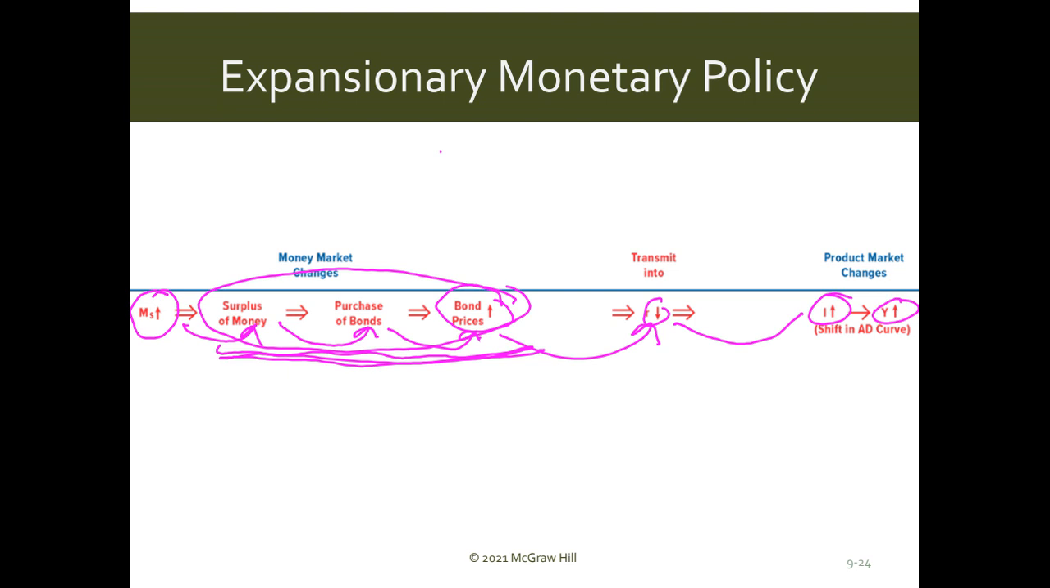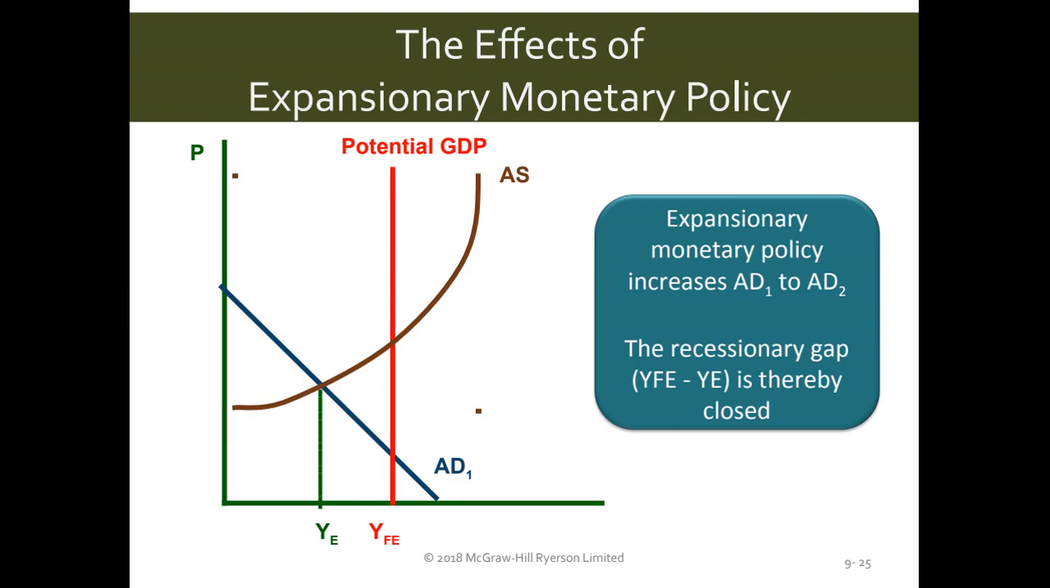This is the curve which you have already seen earlier. So you have a recessionary gap situation, and I want to use expansionary monetary policy. So I don't know if I have it here or not. Yes. So see, I just shifted the aggregate demand curve to the right, and the gap is closed.